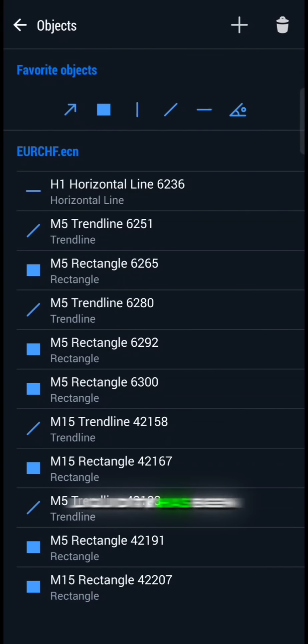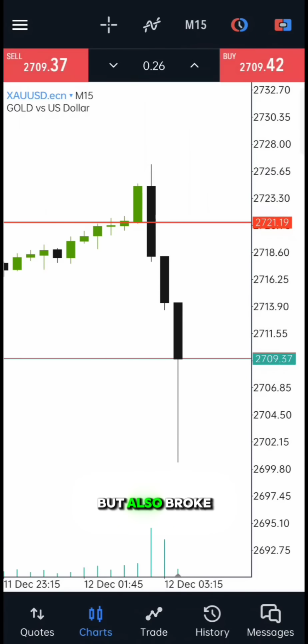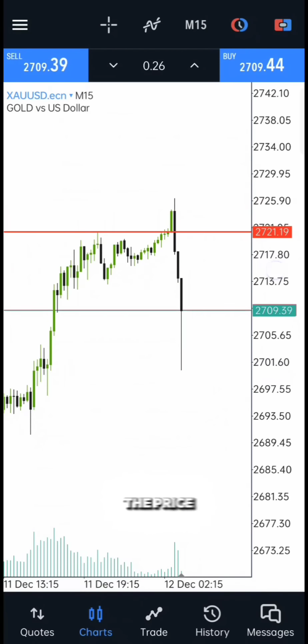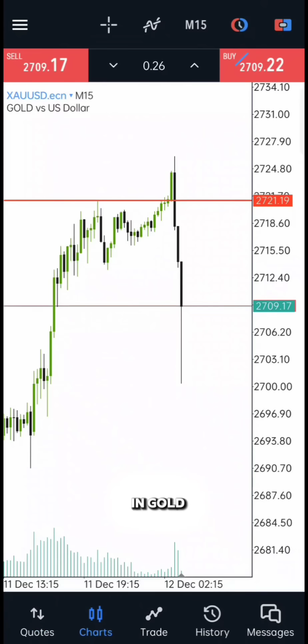buy-side liquidity has been swept by the price and has quickly returned to the trading range. After sweeping the liquidity, the price not only returned to the trading range but also broke the recent higher low of the price with huge power. This pricing behavior indicates that something or someone took big sell positions in gold.